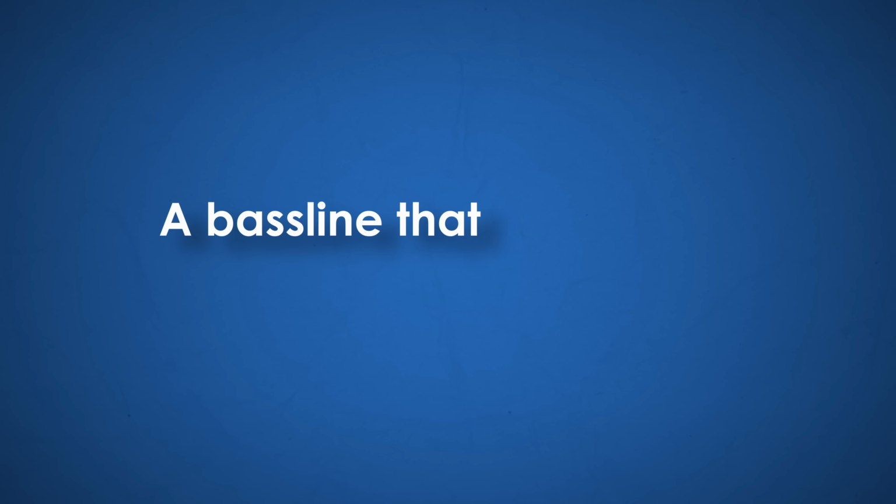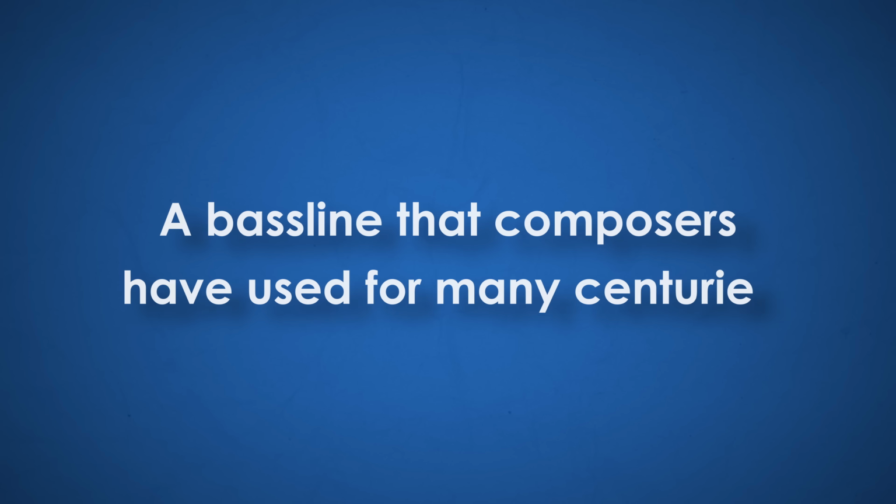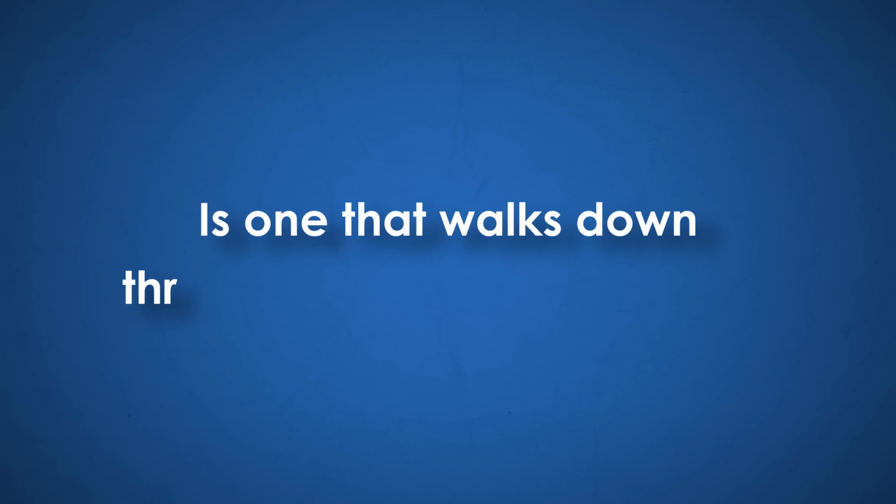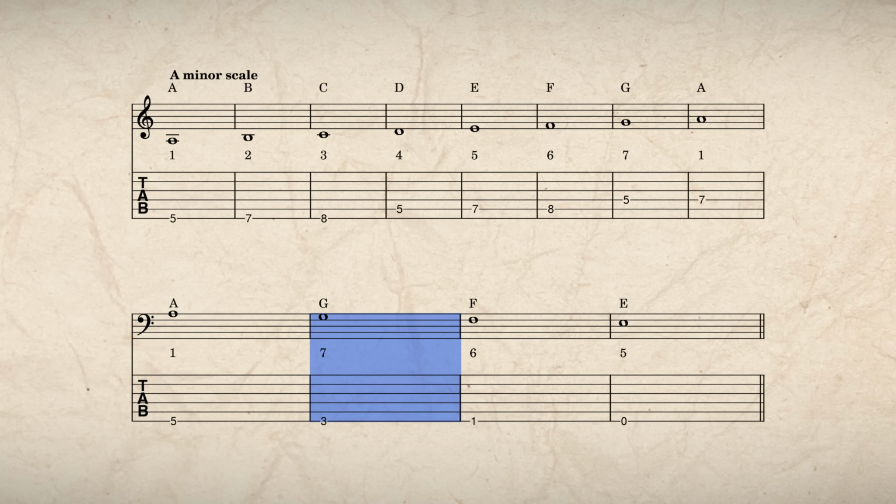Now what about that music history lesson? Well, here it goes. A bass line that composers have used for many centuries is one that walks down 3 notes of the minor scale. In A minor, the bass line is A, G, F, E. This is called the lament bass. It goes from the root of the minor scale down to the fifth.